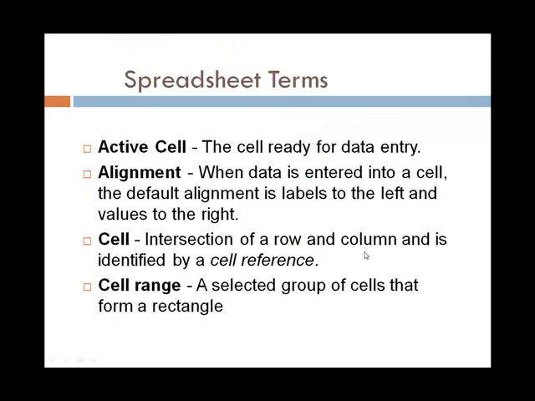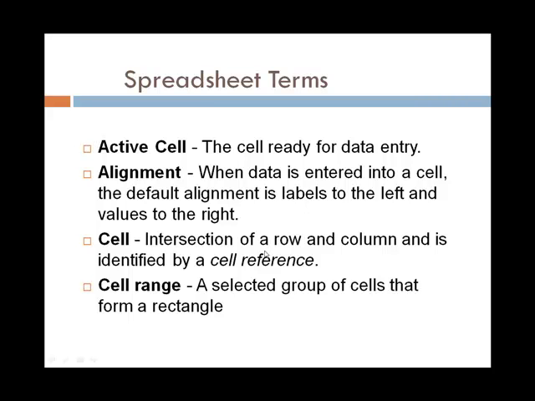Before we actually get into Excel itself, we need to understand some terms. The first is an active cell, and that is the cell that's ready for you to key something in. The next is alignment, and that is really the same as it was in Word. It deals primarily with left, center, and right alignment. The difference is that certain types of data in a spreadsheet should be aligned in a certain way. For example, labels should be left aligned while values or numbers should be right aligned.